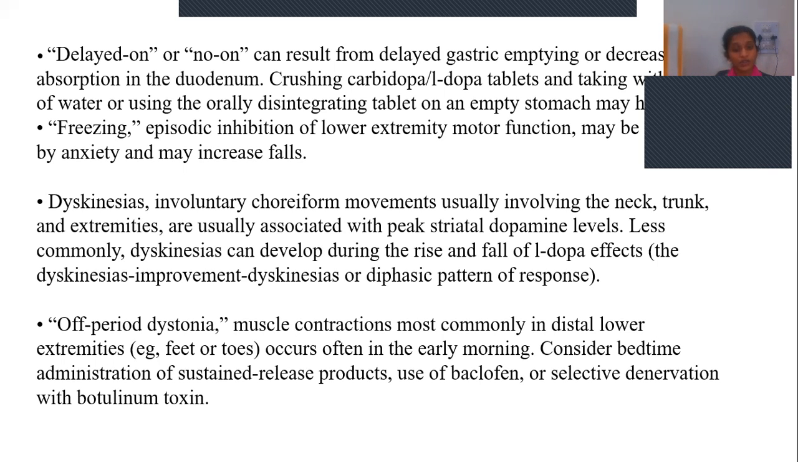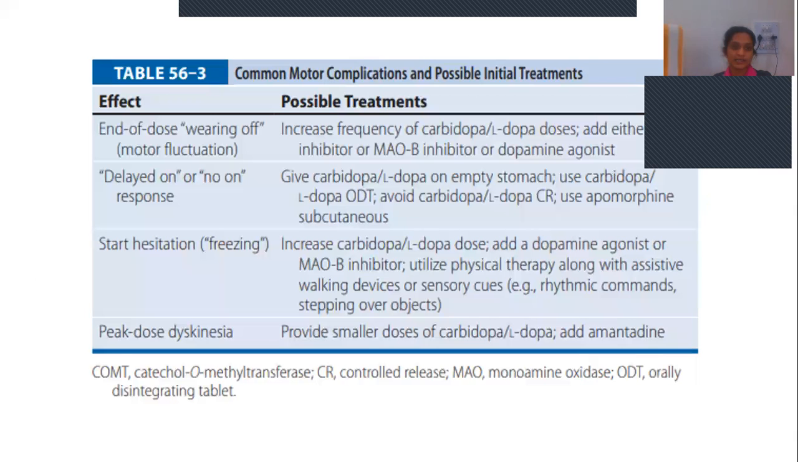So that overdose should also not be done. And then off period dystonia, that is muscle contractions, most commonly in distal lower extremities, that is feet and toes, occurs often early in the morning. So it is better to give this medication at night time, that too as sustained release tablets. And also if required, you can use baclofen or selective denervation with botulinum toxin in order to treat the dystonia caused by these medications.